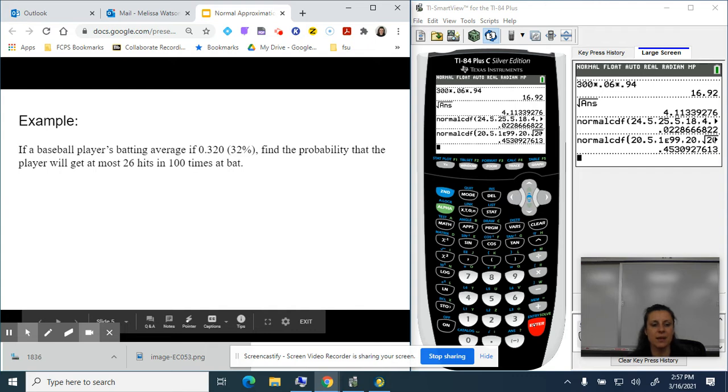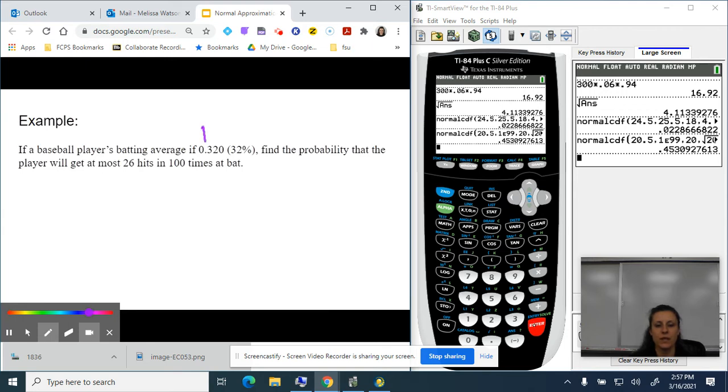Okay, this example says if a baseball player's batting average is 0.32 or 32%, find the probability that the player will get at most 26 hits in 100 times at bat. Identifying our variables, we have p is 0.32. n is 100. And then at most 26, we want x less than or equal to 26.